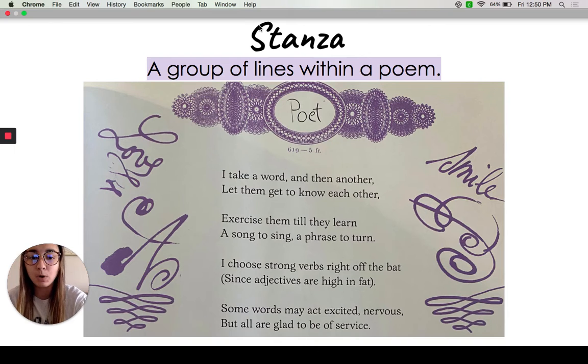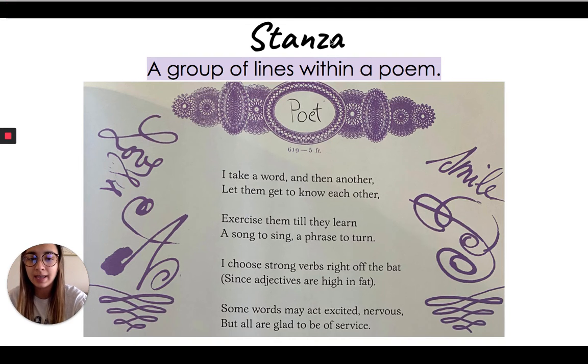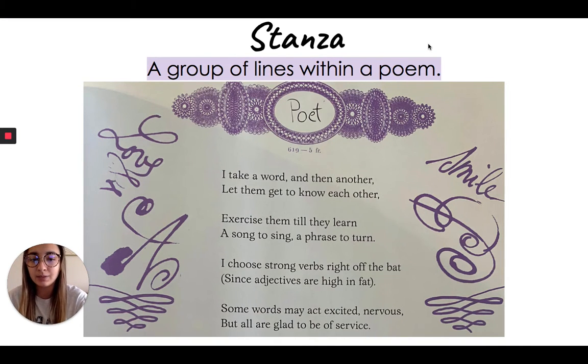So the first element of poetry that we are going to learn about is called a stanza. Now, most poems have stanzas, and a stanza is a group of lines within a poem. So if you look here, this right here that is in red is an example of a stanza. So this poem is called Poet. So let me read you the first stanza. I take a word and then another, let them get to know each other. So that is a stanza. So this poem has 1, 2, 3, 4 different stanzas.